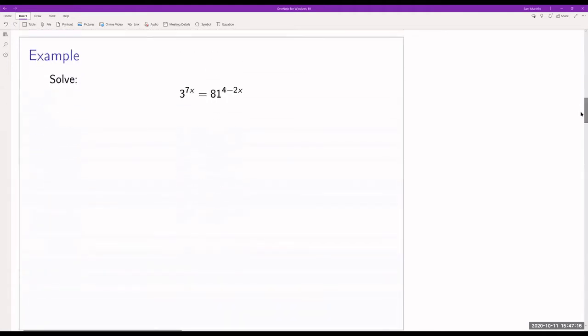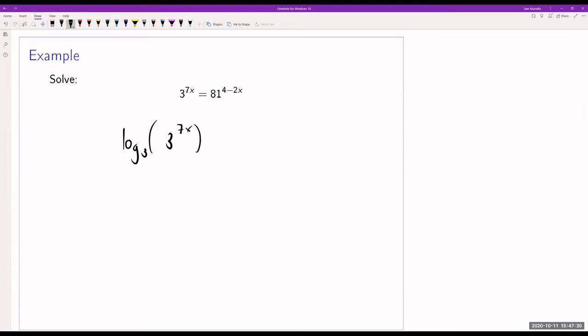Let's start with this. 3 to the 7x is equal to 81 to the 4 minus 2x. So in this case, we will take a log base 3 of both sides. Why log base 3? Well, 3 is on the left as a base, and on the right, 81, we know is a power of 3. 81 is 3 to the 4th power. So a log base 3 will make solving here very straightforward.